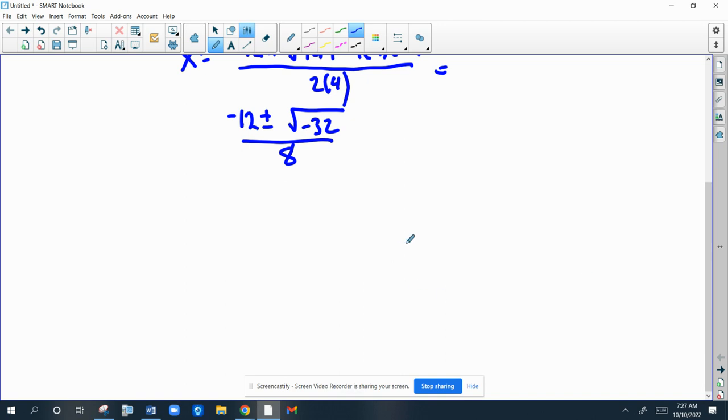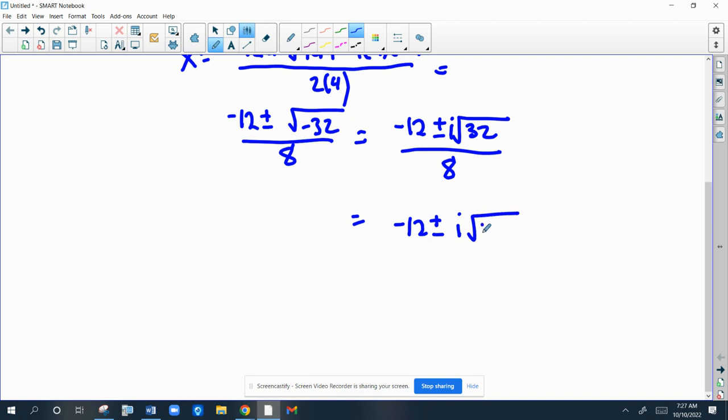So the first thing we're going to do is, when you have the root of a negative, it's i times the root of positive 32. Now we're going to take that 32 and simplify that because there is a perfect square that goes into 32. It's 16. 32 is 16 times 2. And the square root of 16 is 4.